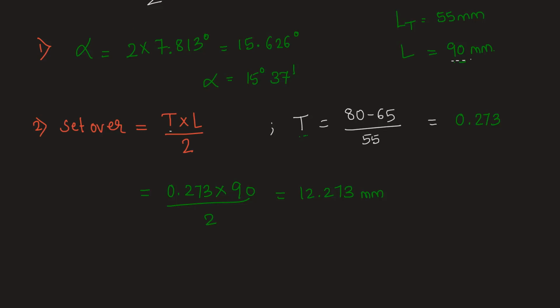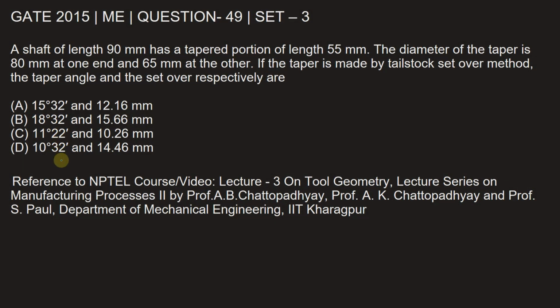We have our two answers with us. One is 15 degree 37 minutes and another is 12.273 millimeters. Let's mark the correct option. So as per our calculations, the correct answer is option A, 15 degree 32 minutes. We got 37 minutes. It's almost equal. And 12.16. We got 12.273. So it's almost equal to 12.16 millimeters.